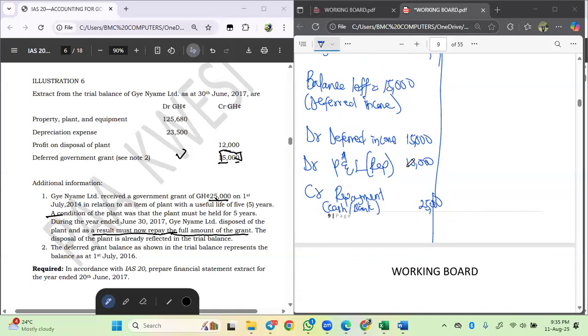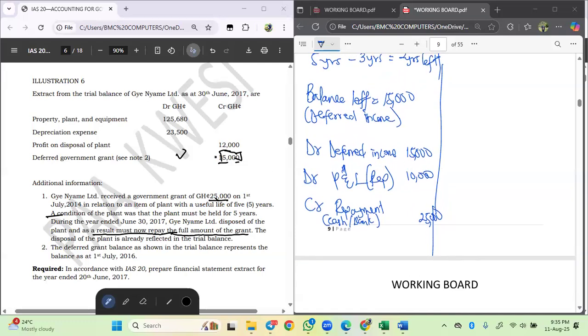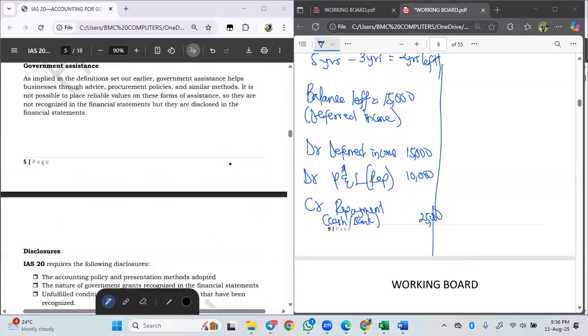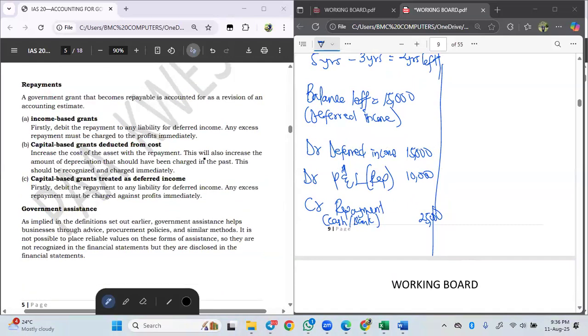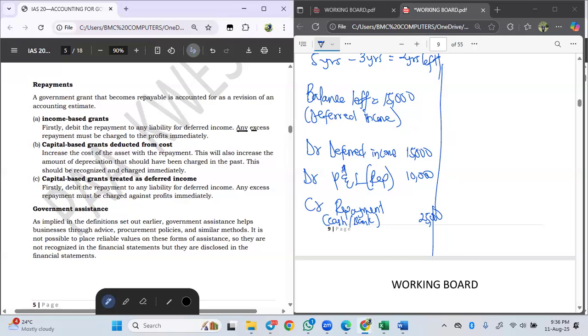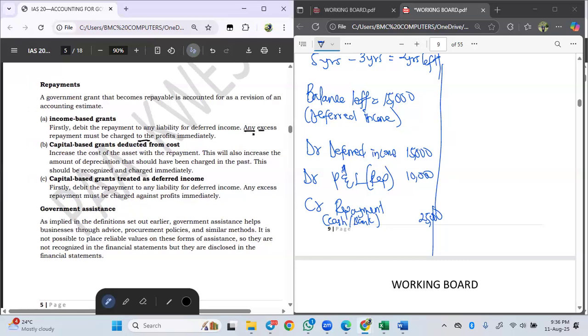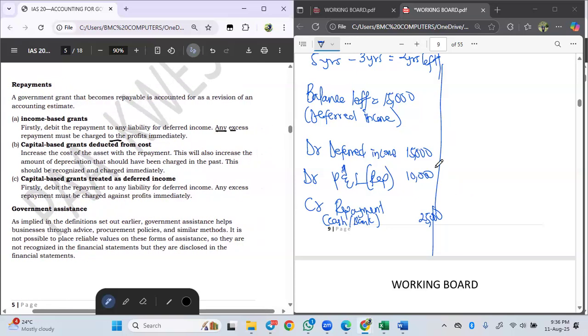Okay, so as I said, as at that date, you had 15,000 as unamortized deferred grant. So what you have to do is set off against the repayment. So you are paying 25,000, it's left with 15,000. So just go and clear the 15,000 first. Whatever is left must be what? Debited to P and L. When you read it here, you see any excess repayment must be charged to the profit immediately. So the excess was 10,000.